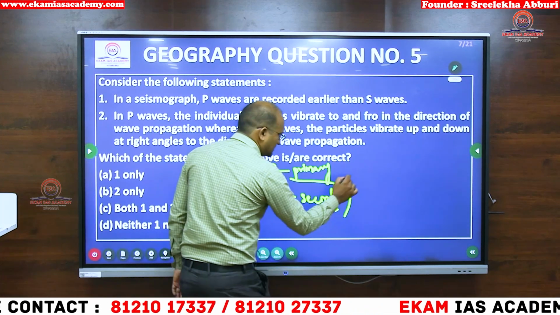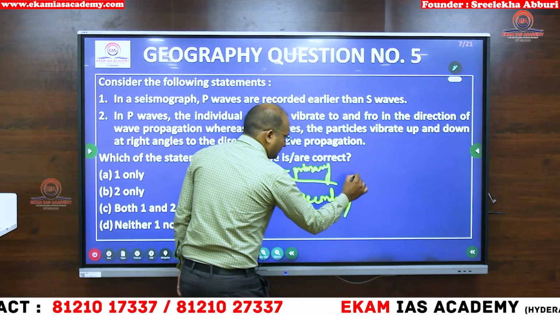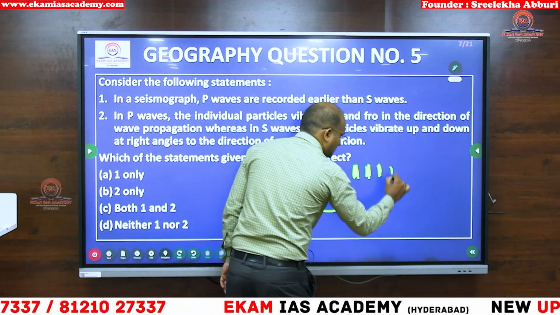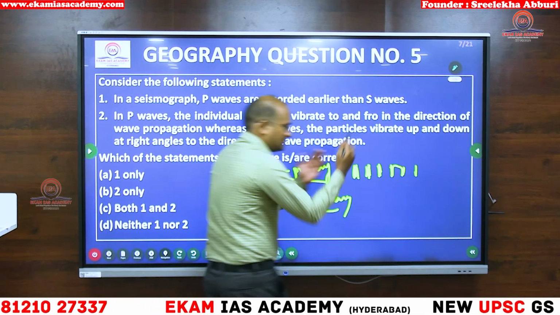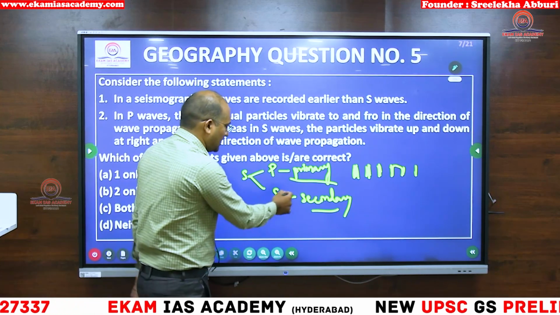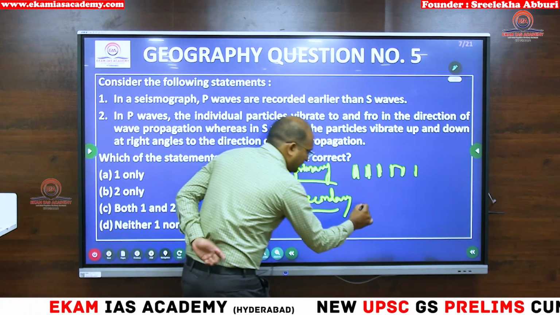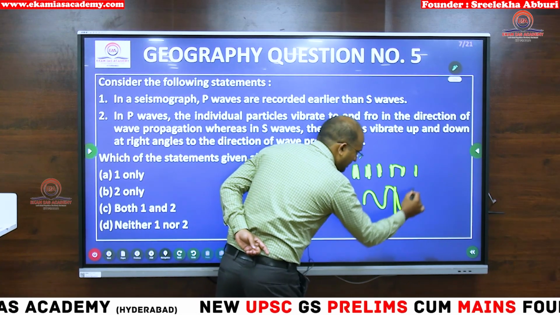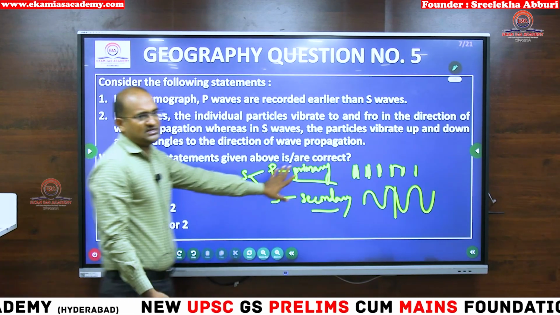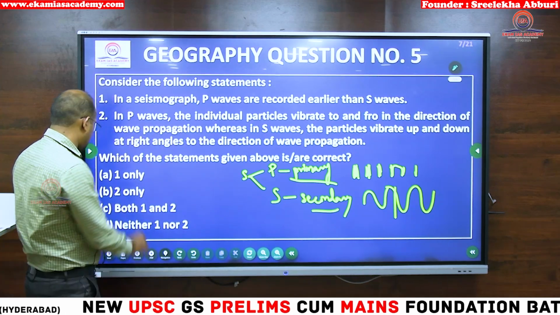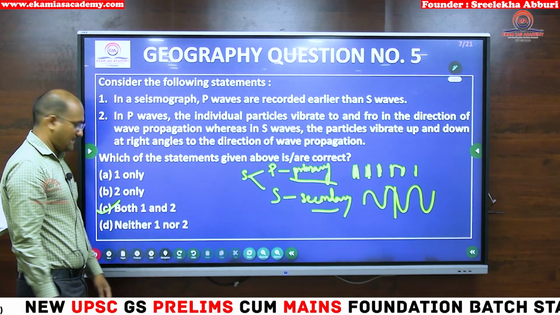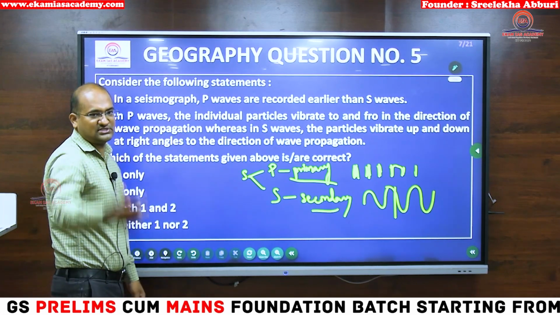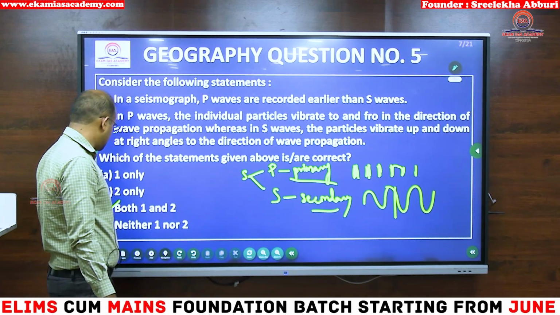So, P waves are produced when the particles move like this, to and fro, okay. But in the secondary waves, the wave will move like this, up and down, okay, up and down. So, this is a direct statement from NCERT. So, both the statements are correct. So, the answer is C, okay. What are P waves, what are S waves? This is basic geography, okay.